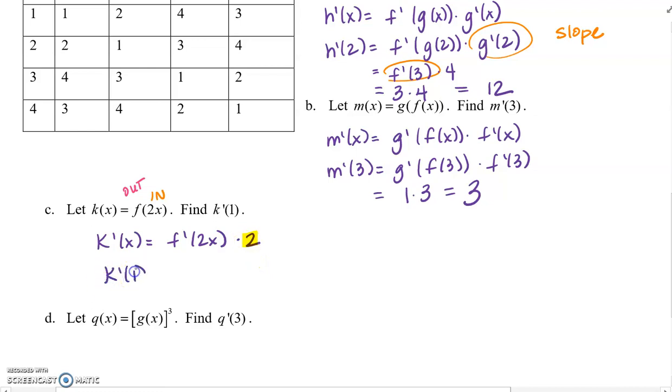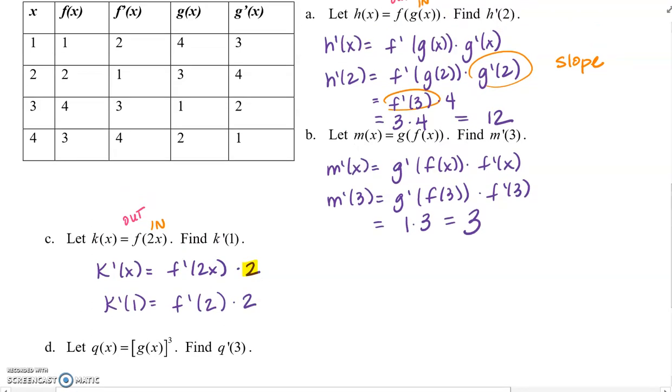So k prime of 1 is f prime of 2 times 2. And now we can plug in. So f prime of 2 is 1, so our answer is 2. And letter D.